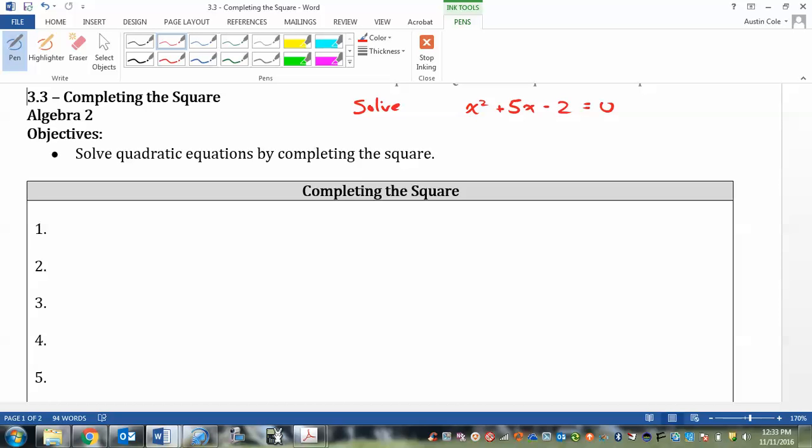Now here's the deal. Can I factor this? Factors of 2 that add up to 5. That doesn't work, does it? So we can't factor it. We can't square root it because there's x squared and there's an x. So really, right now, the only method we have to solve this would be to graph it. Okay, so let's graph it.